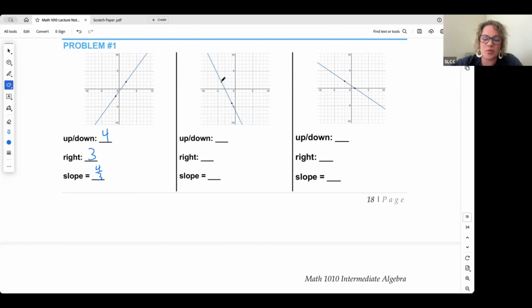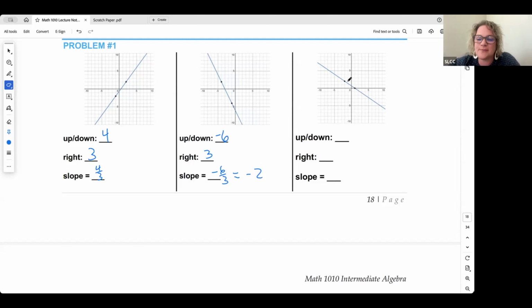I start at the first point on the left and I count 1, 2, 3, 4, 5, 6. I went 6 down, which would be a -6. And I went to the right 1, 2, 3. That means the slope would be -6/3, which is a -2. Always simplify the slope. So here our slope is -2.